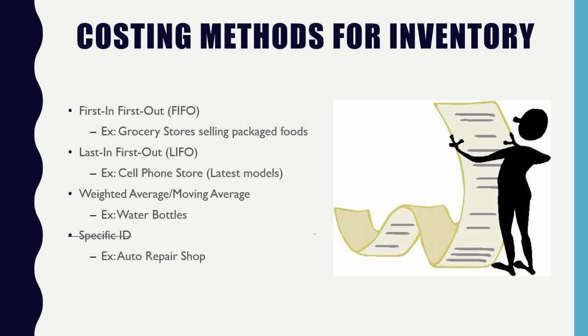But in this case, when we're looking at periodic, our main focus is going to be three areas, okay? So 3 different ways that we can cost our inventory. Okay, so we have FIFO, which is first in, first out. We have LIFO, which is last in, first out. And then we're also going to be looking at weighted average, okay? And each one is going to be slightly different.